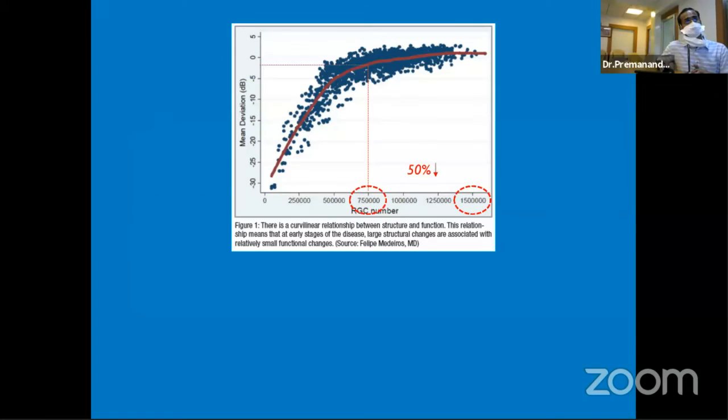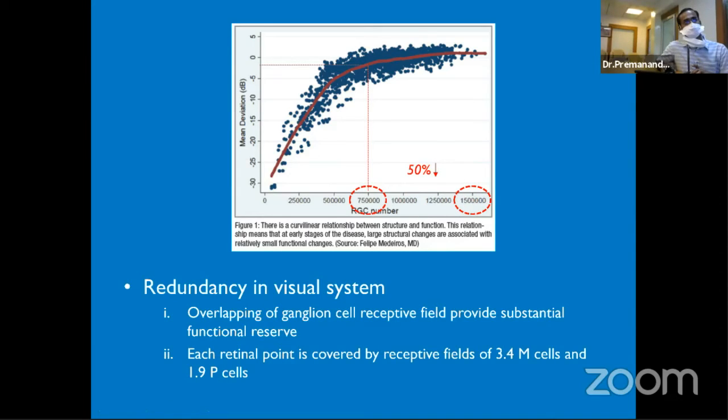So why is there a difference between the structural and the functional damage? If you see this picture, for you to have a significant visual field damage, even about 2 decibels in mean deviation, you need to have at least 50% loss of the ganglion cells. This is mainly because of the redundancy in the visual system. There is significant overlapping of the ganglion cell receptive fields to provide a substantial functional result.